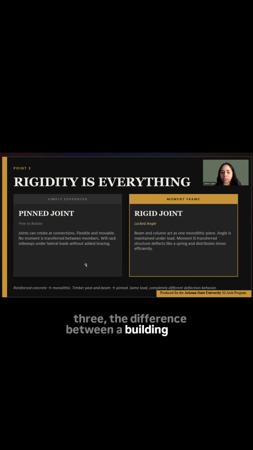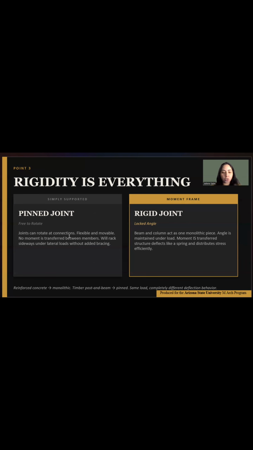Point three. The difference between a building that moves and one that doesn't comes down to one word: rigidity. A pin joint lets things rotate. It's flexible, but has no movement resistance. A rigid joint locks the angle. So we have two here: the pin joint and the rigid joint. One can rotate, one is locked in angle, but what does that mean?